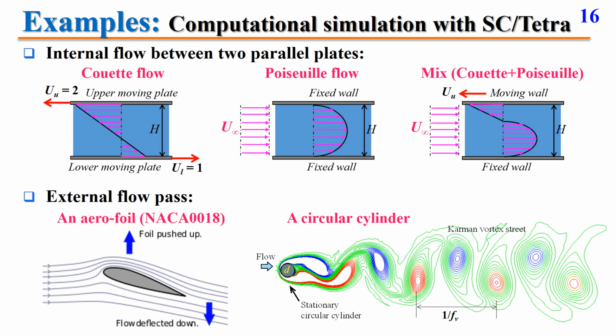In this video, we will study the last problem of the internal flow between two parallel plates, the mixing between the Couette flow and the Poiseuille flow. In this model, we will modify the setup of the Poiseuille flow a little by changing the top wall from a fixed wall to a moving wall, with an upper velocity equal to 2 meters per second in the direction from the right to the left-hand side.